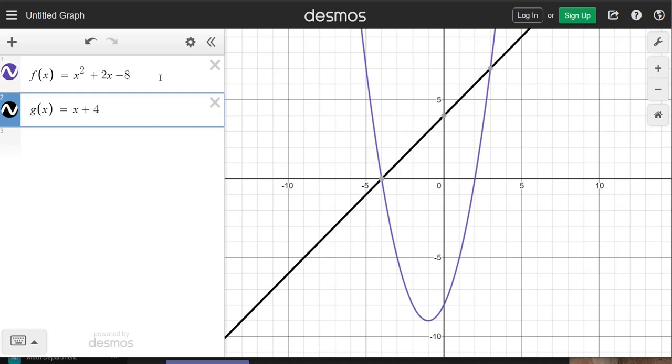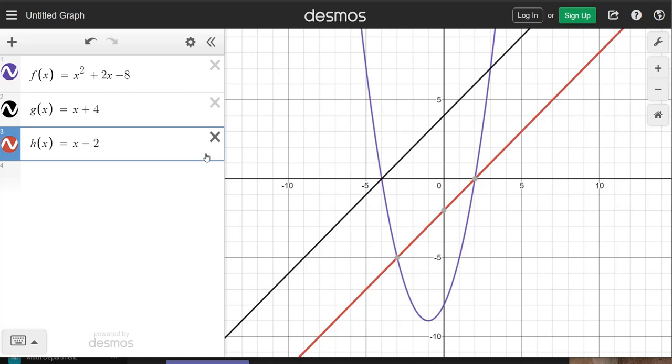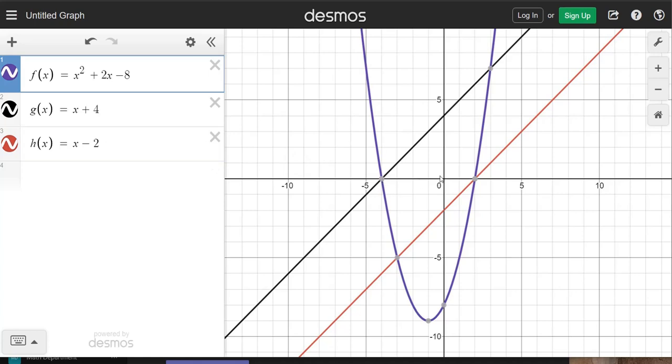And there is the graph of that function. And we have h of x equals x minus 2. And there we have that function. And notice that these two linear functions, g of x equals x plus 4 and h of x equals x minus 2, intersect the x-axis in the same exact location that the parabola intersects the x-axis.